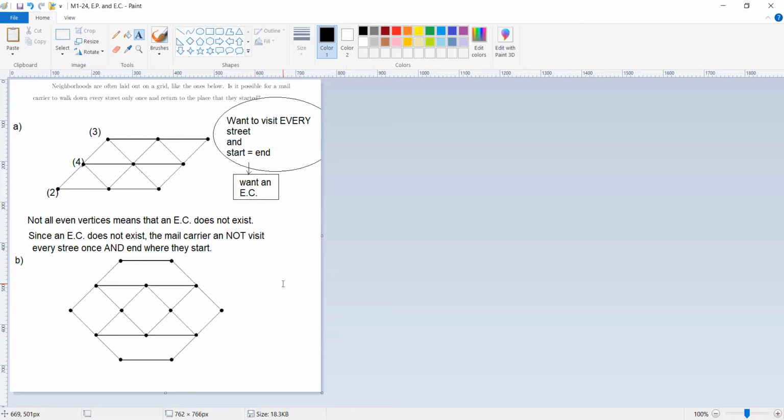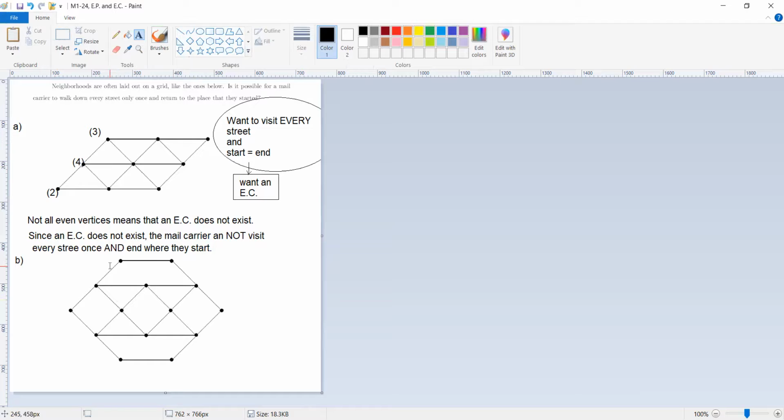A side question would be, could the mail carrier visit every street, but it doesn't matter if they end where they start? That would be looking for an Euler path. So if they could be dropped off somewhere and just go along every street and be picked up wherever they were done, that would be looking for an Euler path. I think we'll save that idea for next week when we review.